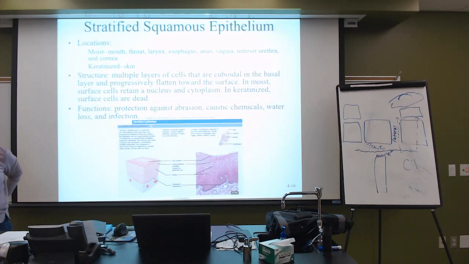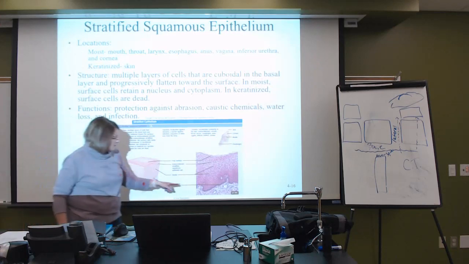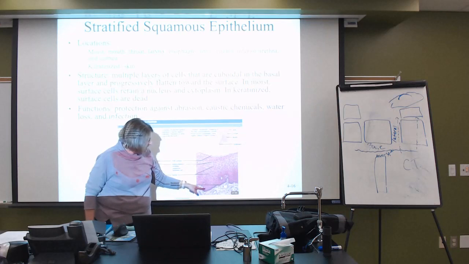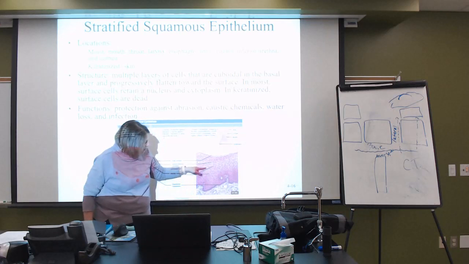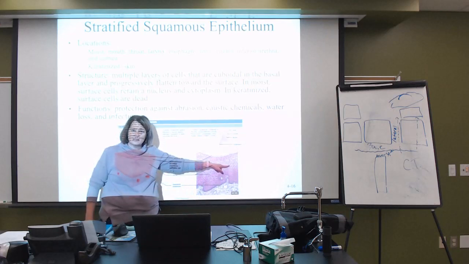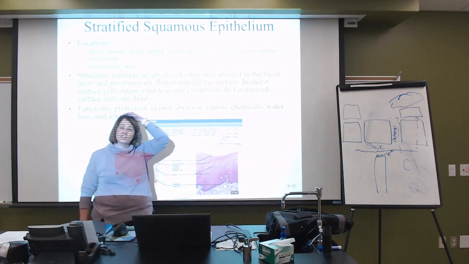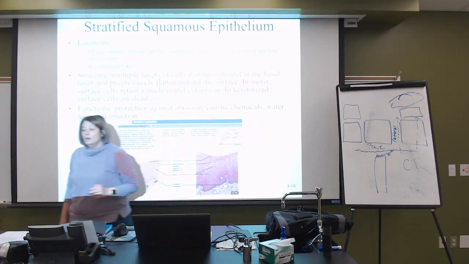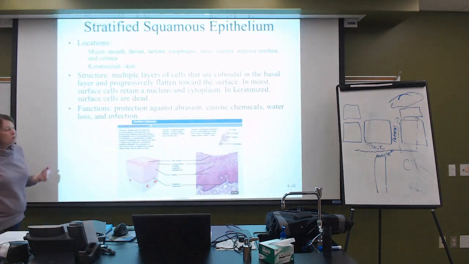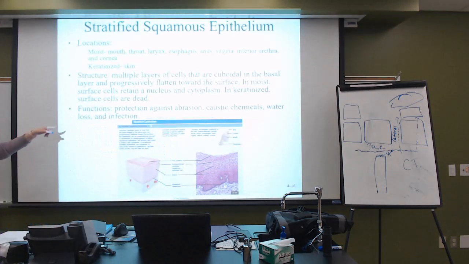So the top two are flat, but the bottom ones are cuboidal. They'll have that cuboidal appearance, and as those cells move up and move up and move up, they're taking on that squamous shape. So they are considered the squamous. Their function is to protect against abrasion, caustic chemicals, water loss, and infection.